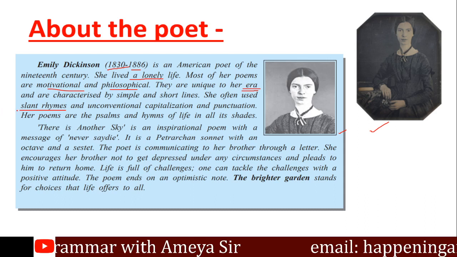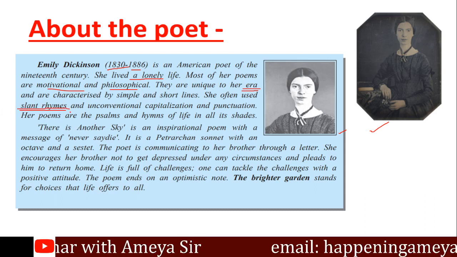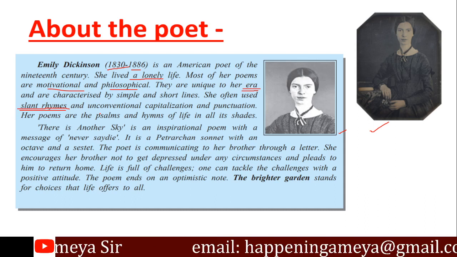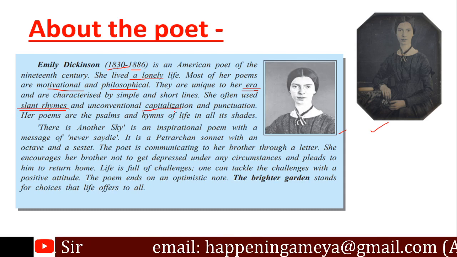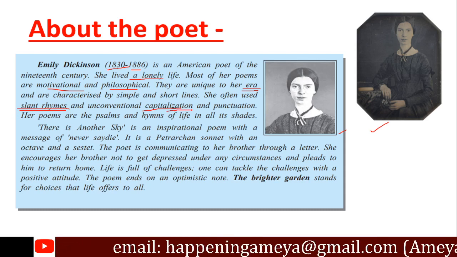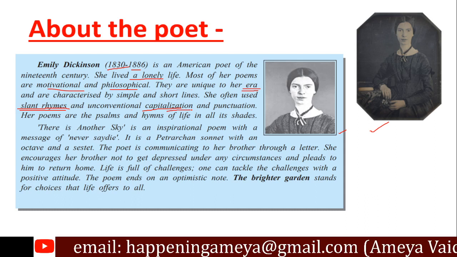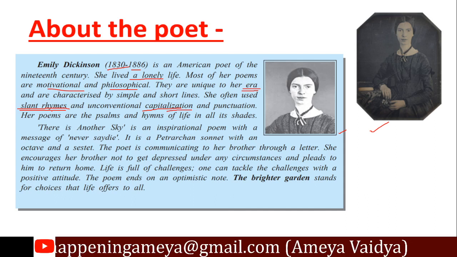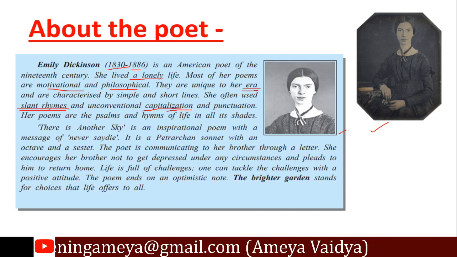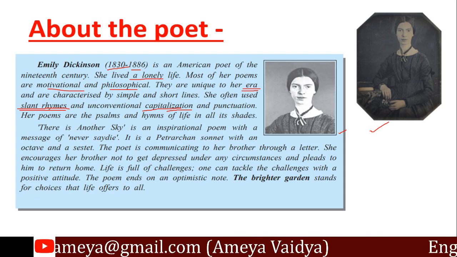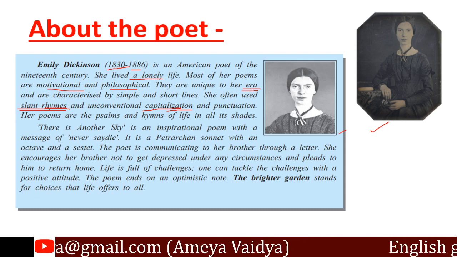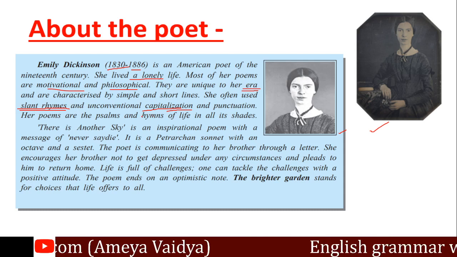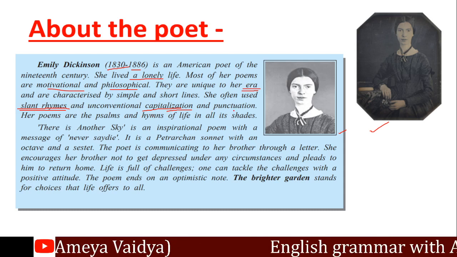Now, guys, this is important. Slant rhymes are words which don't rhyme exactly. They are often called half rhymes as well. And unconventional capitalization: you can see that there is often an element where words are capitalized and there is no conventional reason for them to be capitalized. Now, talking of the rhyme scheme, you'll find out why I think it's not a perfect example of a sonnet, in the way it rhymes. We'll talk more about it, but just remember that she's known for her slant rhymes and unconventional capitalization and punctuation.